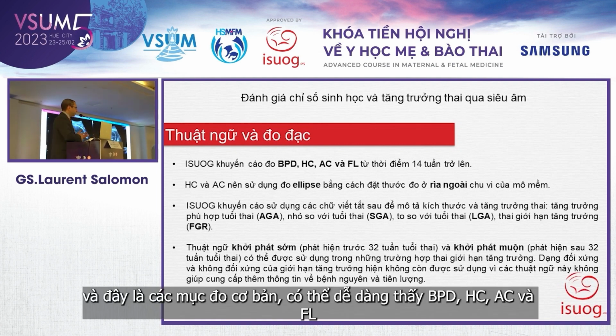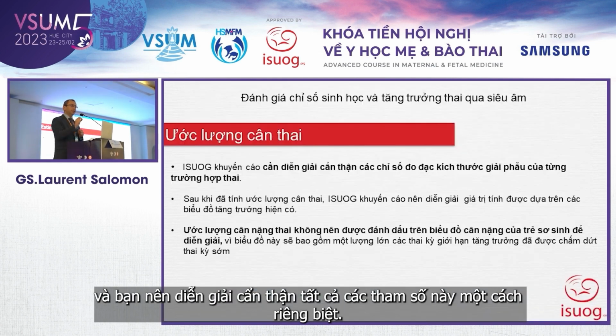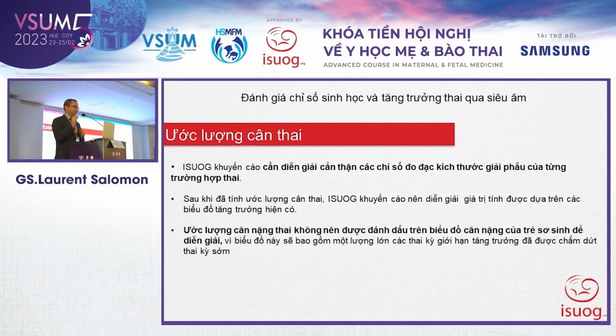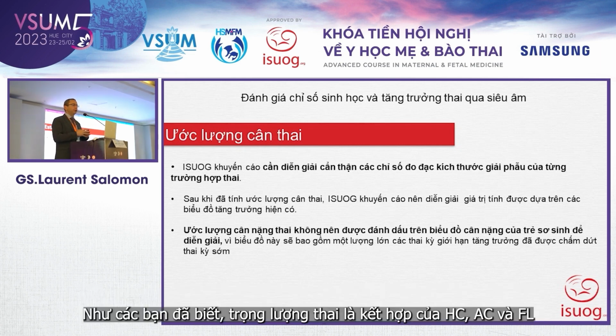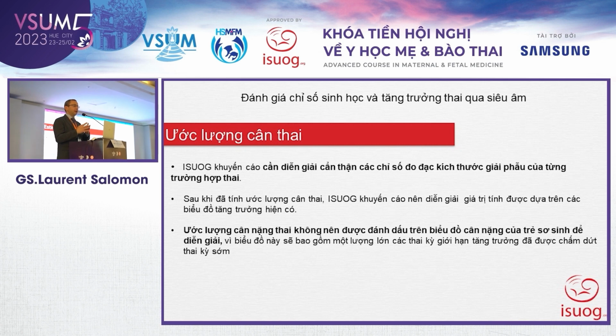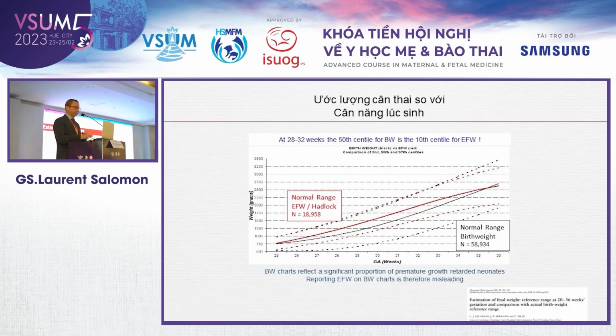So these are the basic measurements. You can of course recognize BPD, HC, abdominal circumference, and femur length. And you should carefully interpret all these parameters separately. And you can also compute estimated fetal weight based on these measurements. You know that estimated fetal weight is a combination of head circumference, abdominal circumference, and femur length. And you can also report this estimated fetal weight on estimated fetal weight charts.